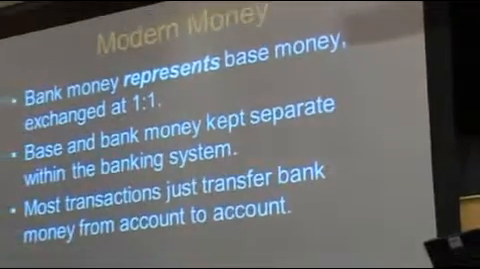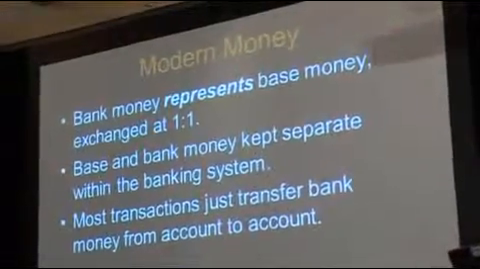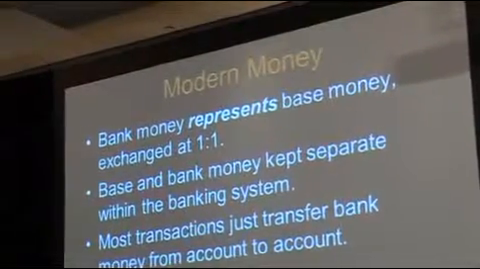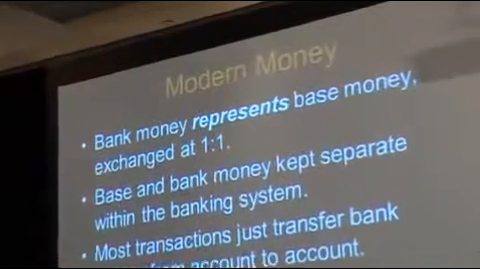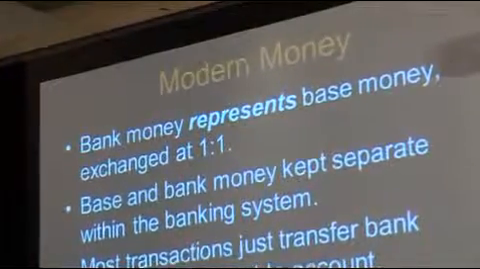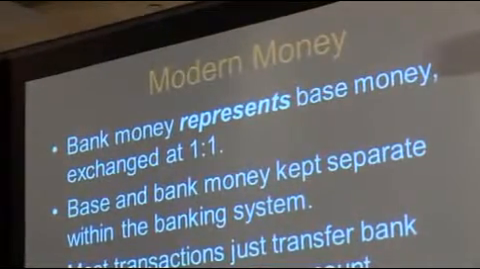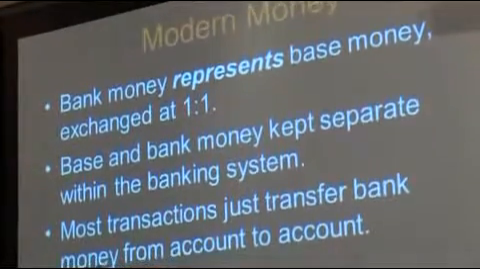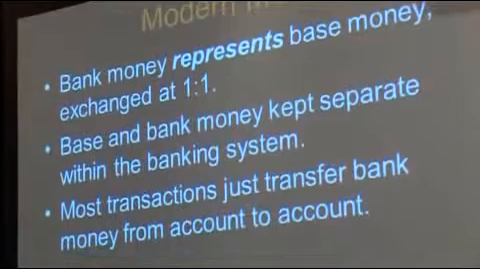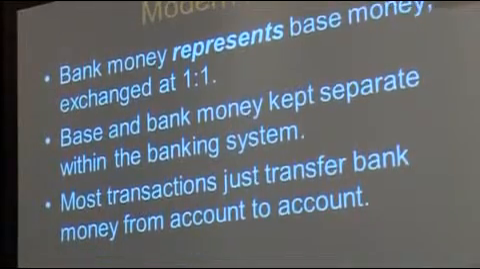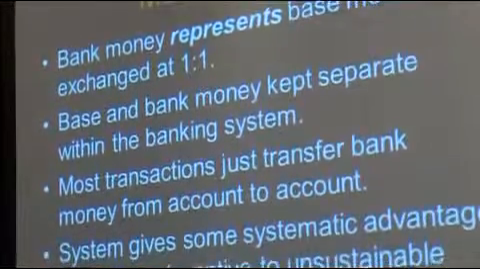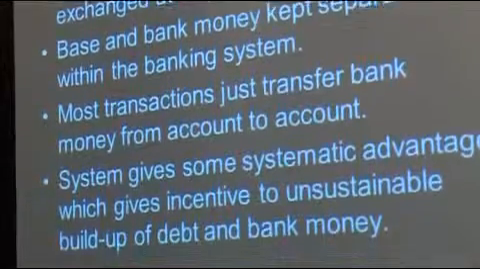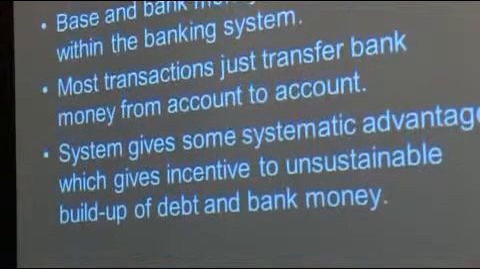When I buy a clean shirt at the local department store using my credit card, money is transferred from the bank account of MasterCard to the bank account of the department store. And then later on, I transfer some money from my bank account to the bank account of MasterCard. When you buy a car with a cheque, all it's doing is transferring money from your bank account to the seller's bank account. The system gives some people systematic advantage, which gives them an incentive to an unsustainable build-up of debt and bank money.